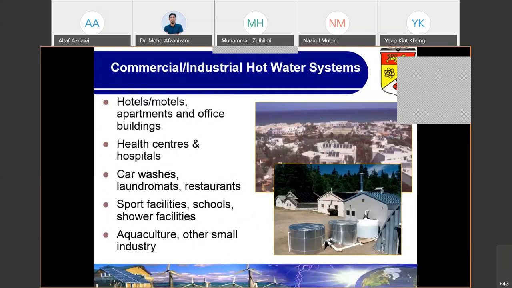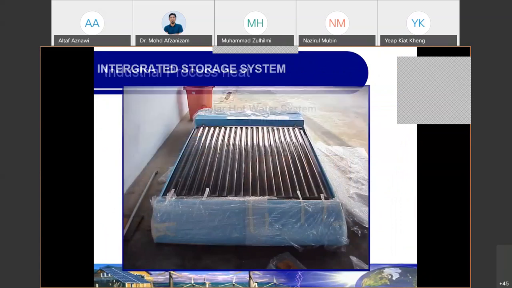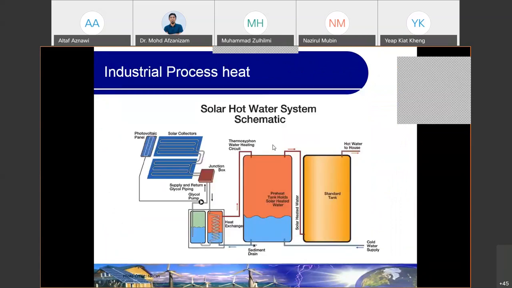Okay. So this is the basic of the industrial process related to the hot water. Okay, so just a very quick view. They have the solar collector, as you know, to produce the hot water, and at the same time they have the photovoltaic panel to power the circulation pump.